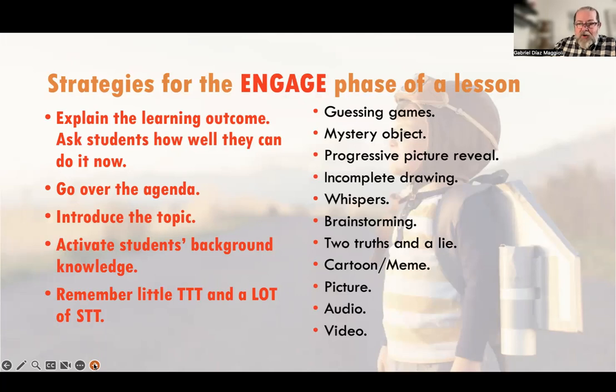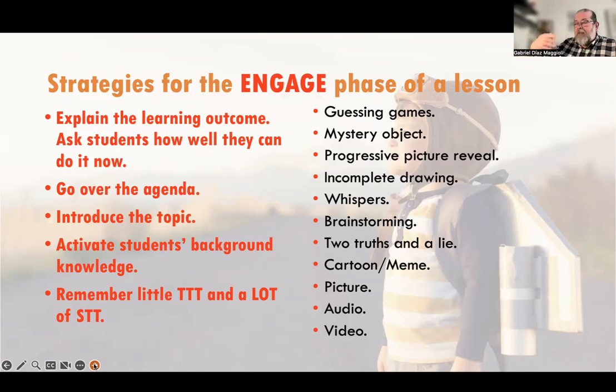These are some strategies that you can use. The guessing games, as I said, bringing a mystery object inside a bag and asking the students to touch it and discover connected to the topic, right? The progressive picture reveal. Start drawing something like just a curve and then another part of the drawing until they discover what it is. The famous Chinese whispers, where you give the student in the first row a word, you whisper it, and they have to whisper that word around to the end of the line, to the end of the circle. And then with those words you whispered, they have to discover the topic.